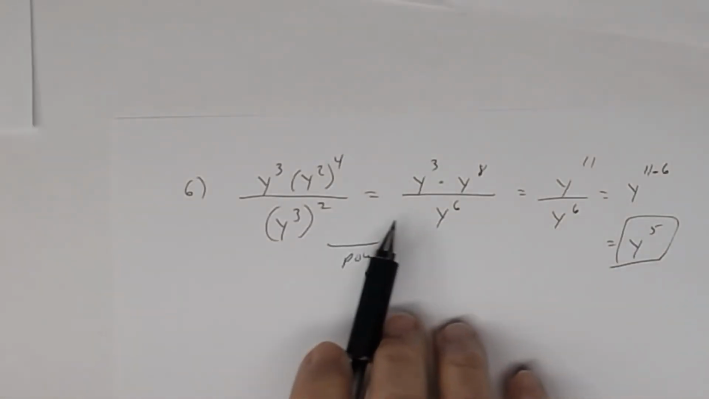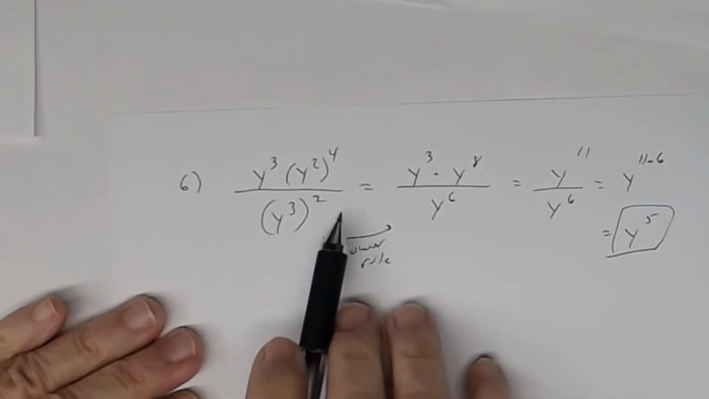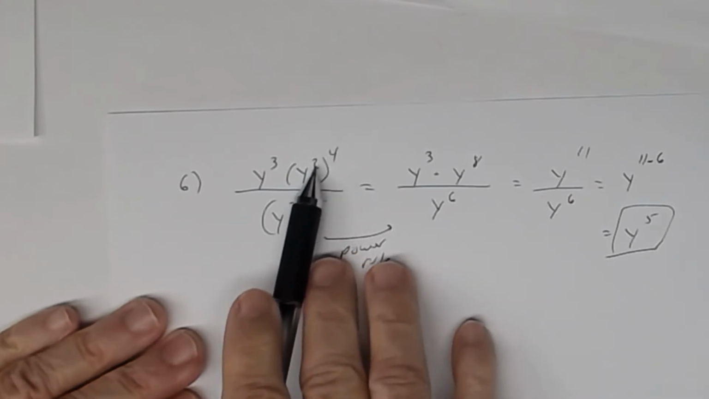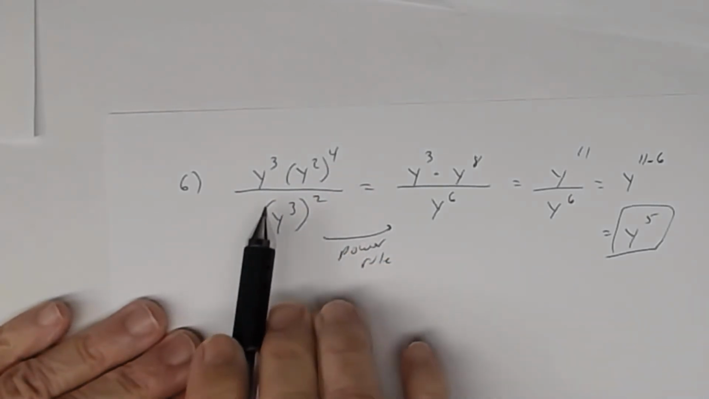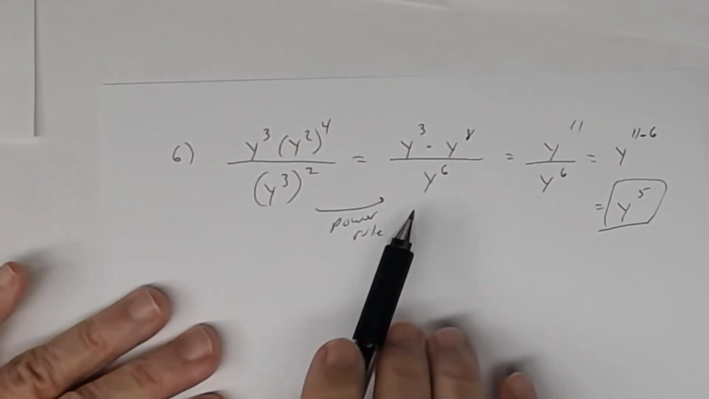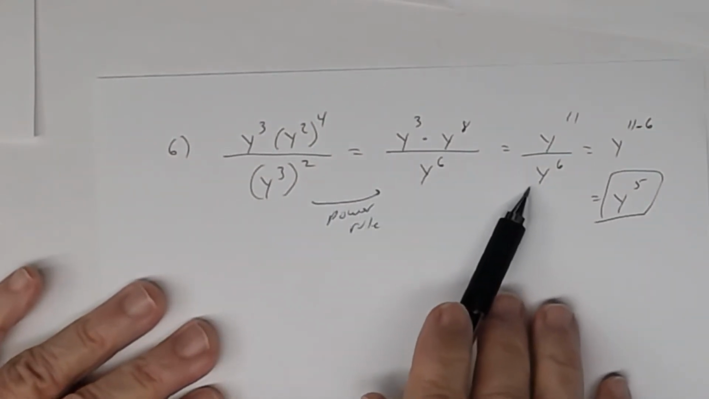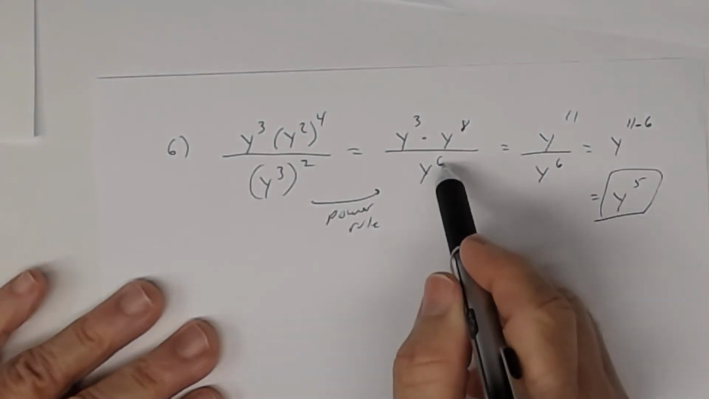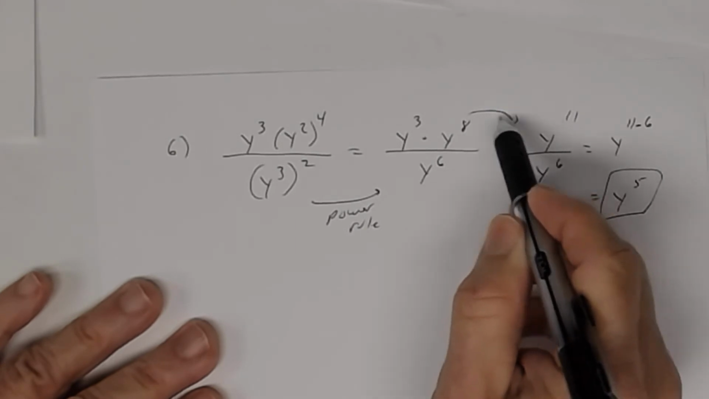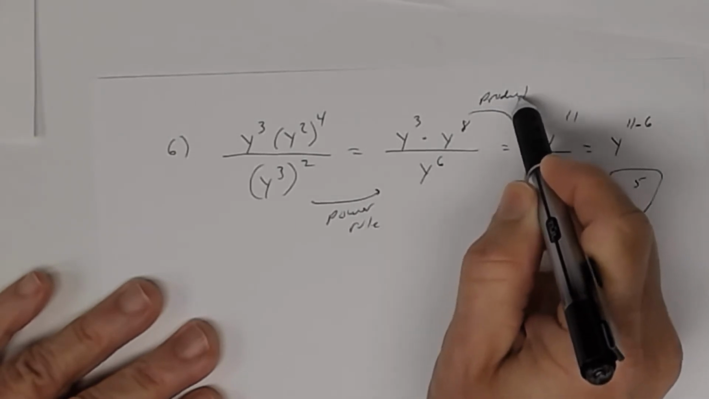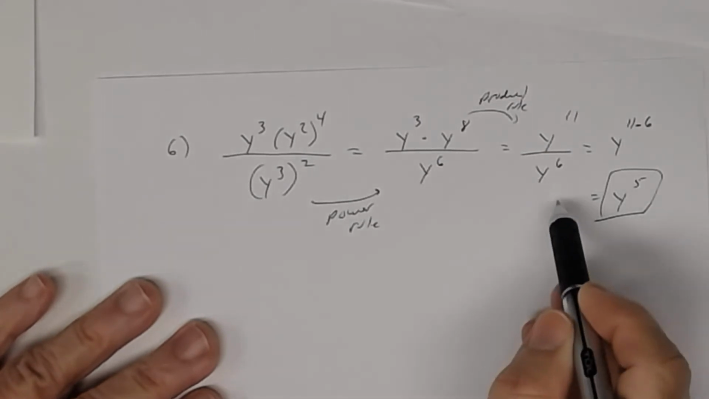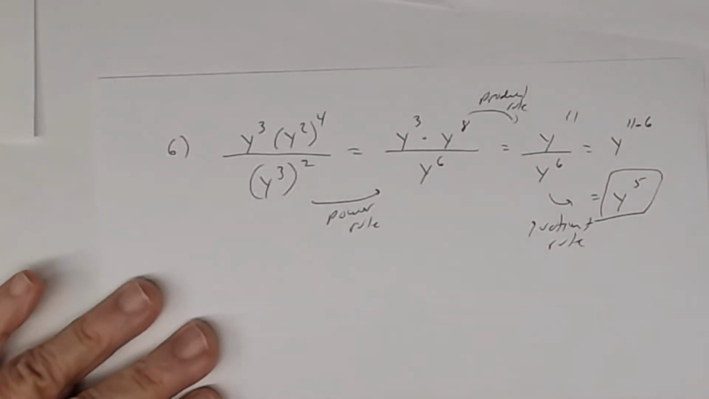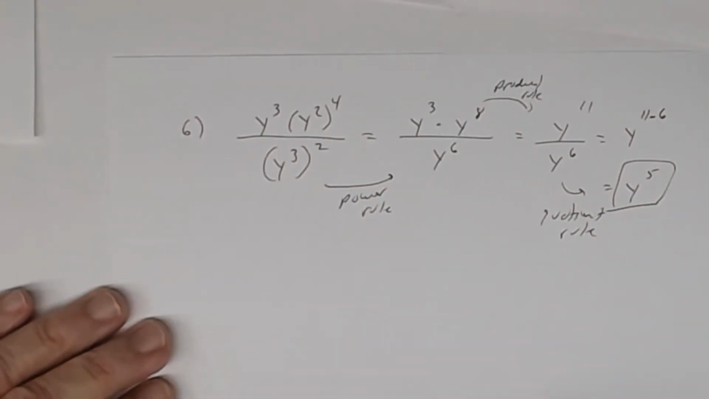But that's the process you have to go through. You had to raise this to the fourth power first because order of operations says I do exponents before I multiply. So I used the power rule, and then to go from here to here, you notice that I used the product rule. And then to go from here to here, I used the quotient rule. So just remember all these different rules that we learned. Knowing those rules helps you in all these problems.